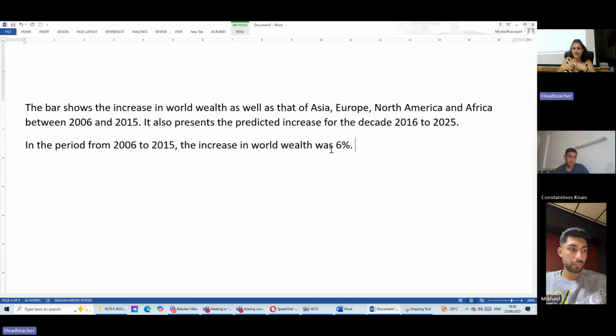We can set, for example, an idea. I'm giving you an idea to know how to think. We can set the world wealth as a point of reference. If we do that, we can then compare the other continents to that point of reference. So if we have the world wealth as a point of reference, then we can say 2 continents exceeded the world wealth, our point of reference, by 3%.